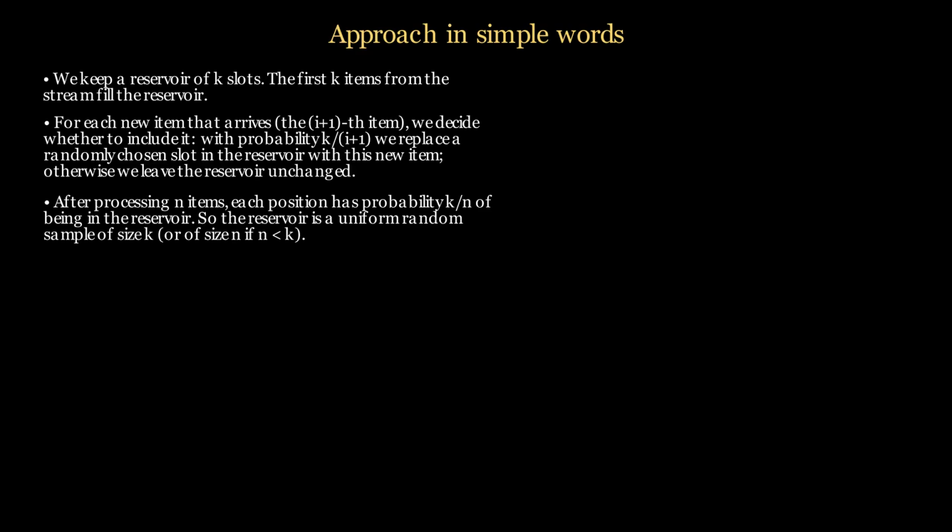We keep a reservoir of K slots. The first K items from the stream fill the reservoir. For each new item that arrives, we decide whether to include it. With probability K/(i+1) we replace a randomly chosen slot in the reservoir with this new item, otherwise we leave the reservoir unchanged. After processing n items, each position has probability K/n of being in the reservoir, so the reservoir is a uniform random sample.